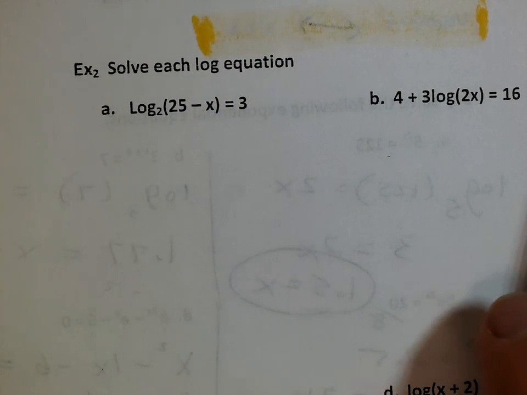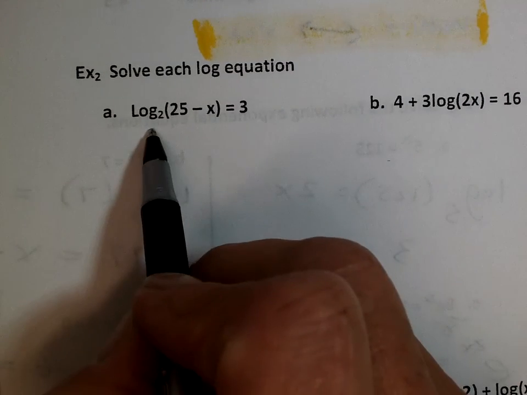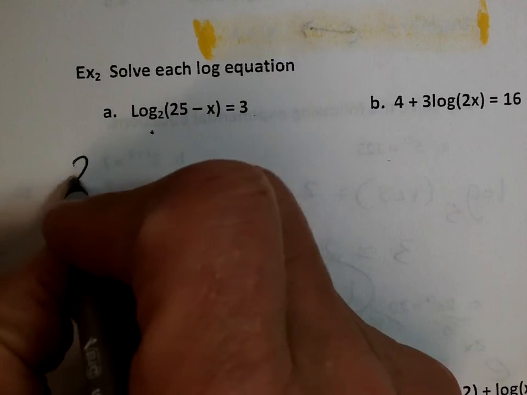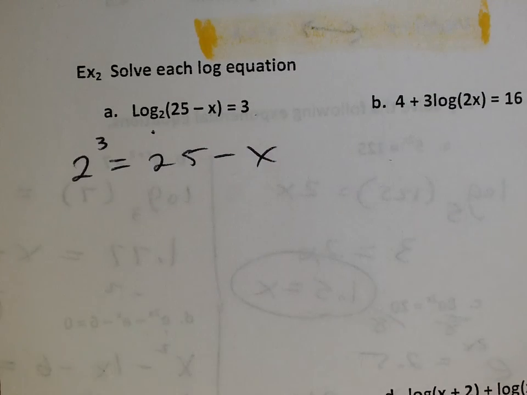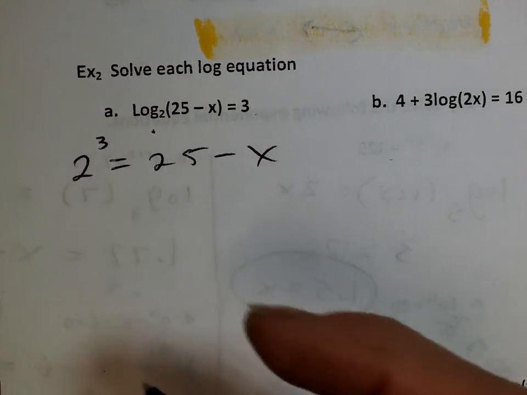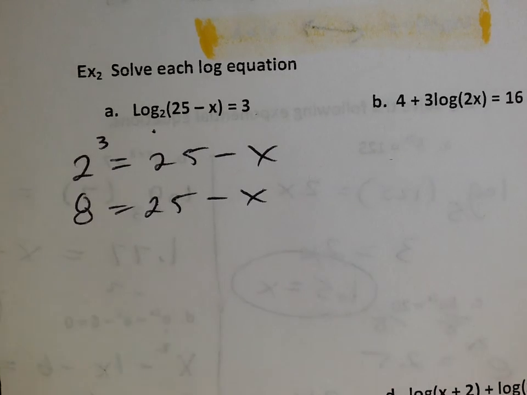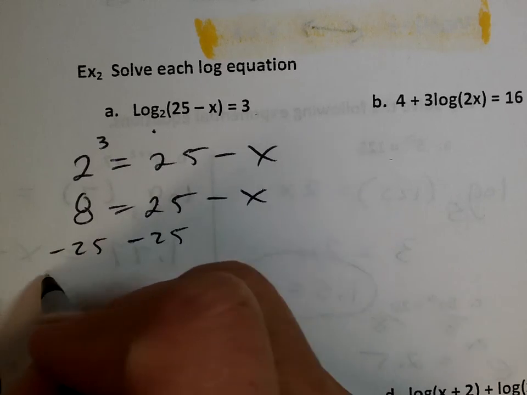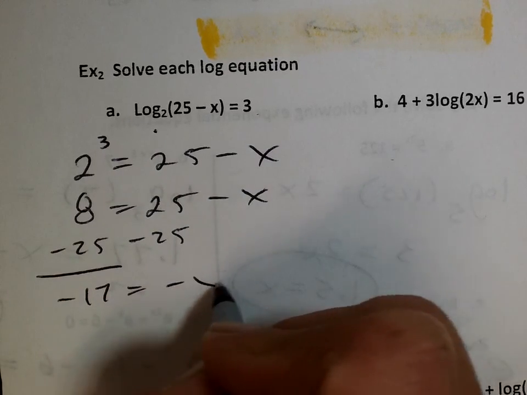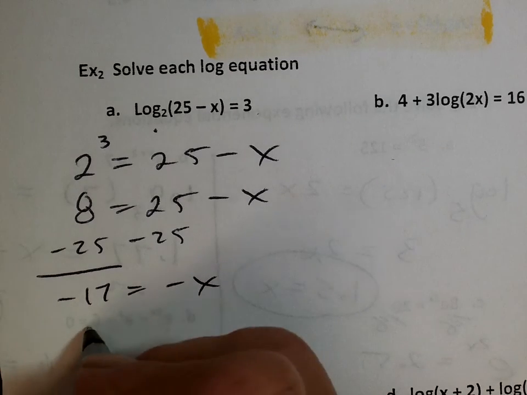So when I solve log equations, the biggest thing for me is to get rid of the log. Just get rid of the logarithm. Well, that's easy. I'm going to go 2 to the 3rd power equals 25 minus x. I changed from log form to exponential form. 2 to the 3rd is 2 times 2 times 2, which is 8, is equal to 25 minus x. Okay? Minus 25, minus 25. Negative 17 equals negative x, right? Or x is positive 17.